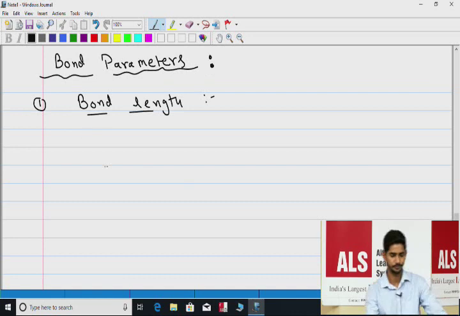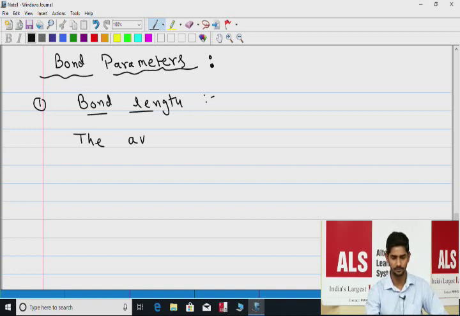Bond length. First of all, let's write its definition. Then we'll continue. I'll make you understand how bond length is affected by different parameters. Okay, means how bond length is dependent on certain specific properties like electronegativity, or we can say the nuclear charge, and so on. First of all, copy its definition. Then we'll proceed.